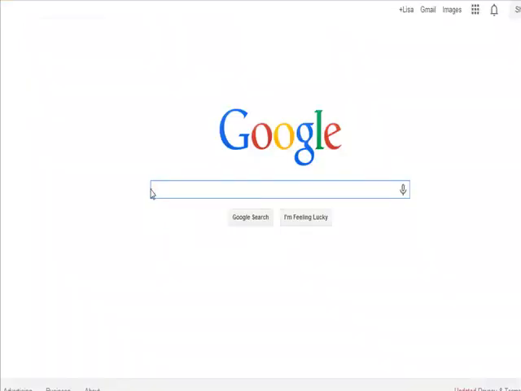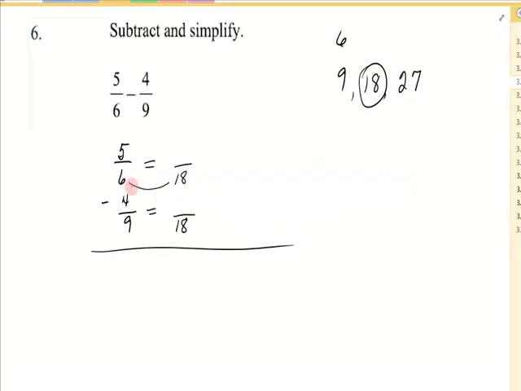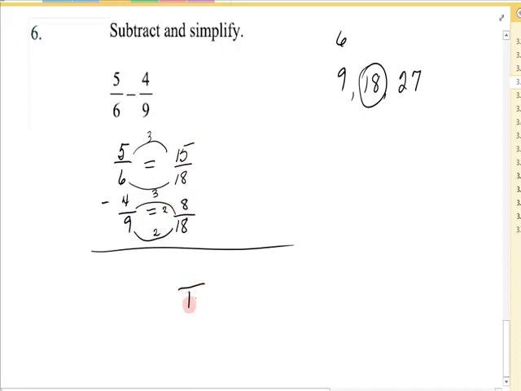6 goes into 18 3 times, and 3 times 5 is 15. 9 goes into 18 2 times, and 2 times 4 is 8. Subtracting, keeping the common denominator of 18. 15 minus 8 is 7.